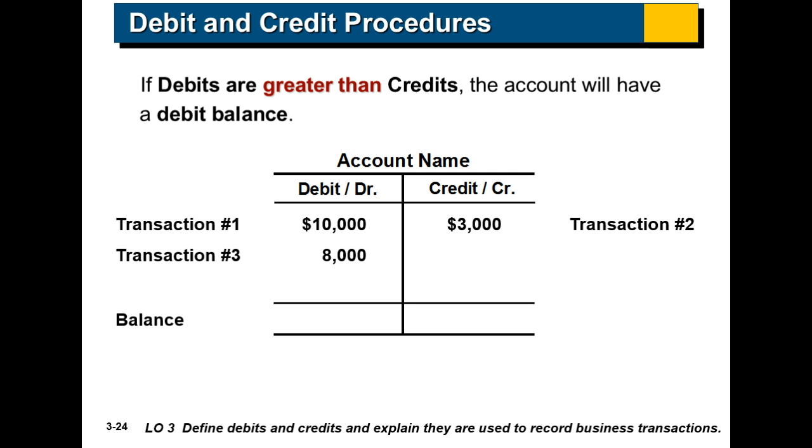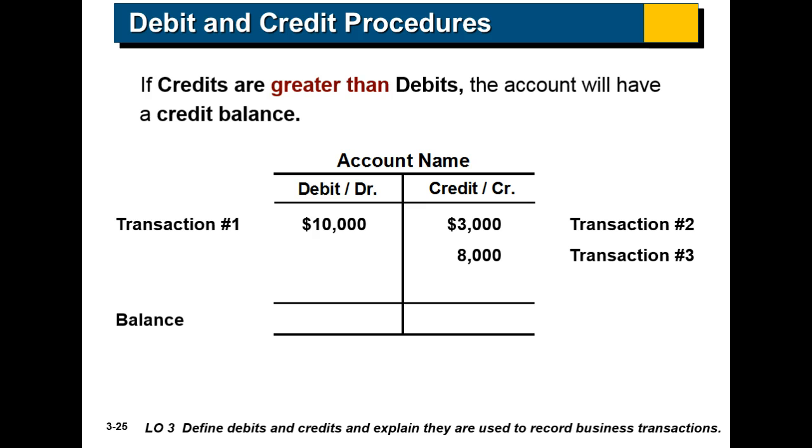If debits are greater than credits, then this account has a debit balance. In other words, in all the accounts, debits need to equal credits. But in this particular account, if debits are greater than credits, then you end up with a debit balance. So like in this case, here the debits are $18,000, the credit is $3,000, so we end up with a balance of $15,000 here. This balance is a debit balance, isn't it?